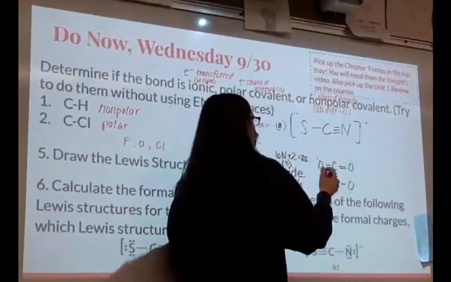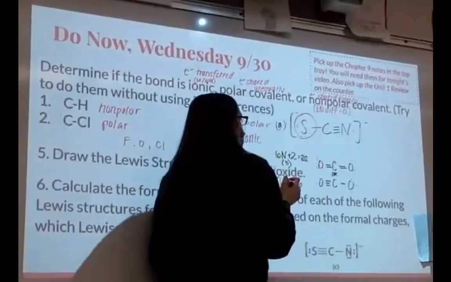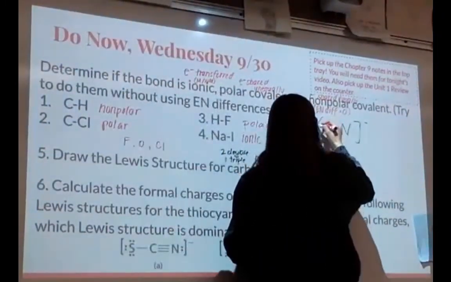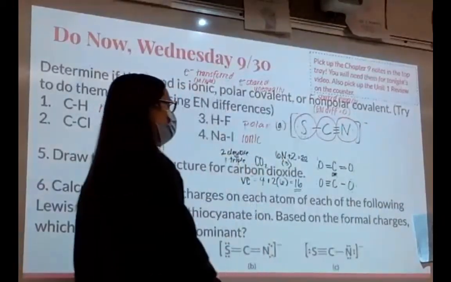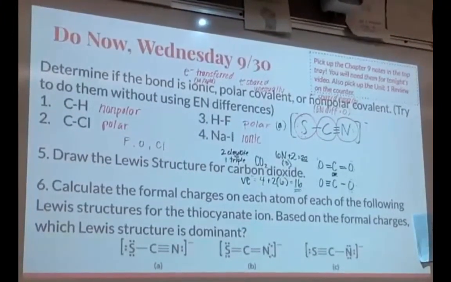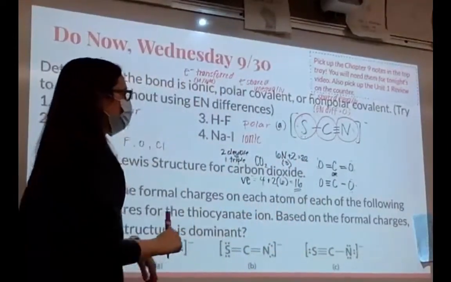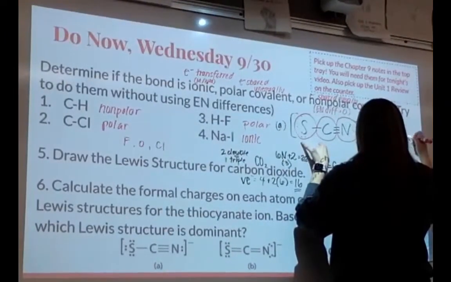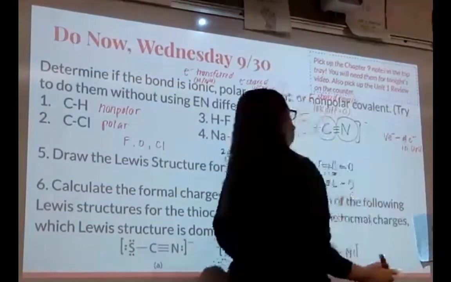So when I want to calculate formal charge, I'm going to draw a circle around each atom in the molecule. I'm going to cut the bonds in half. So I have a circle around each atom. To calculate the formal charge on each atom, we will do the valence electrons minus the number of electrons in the circle.